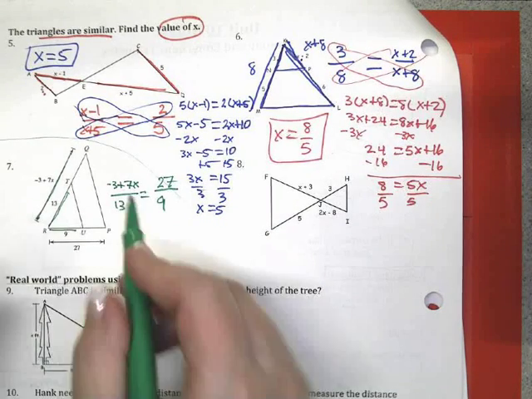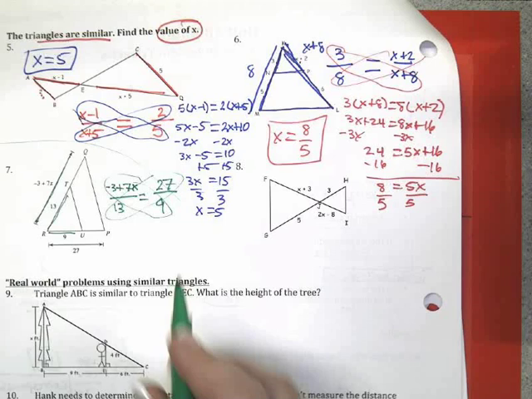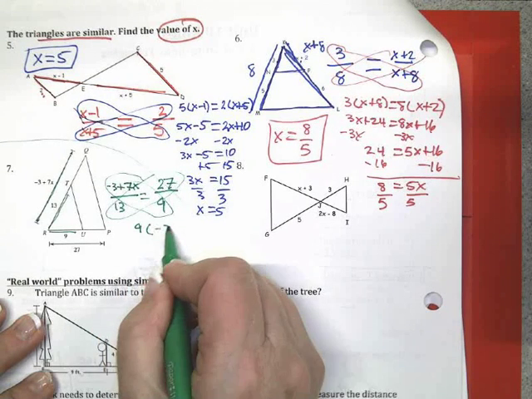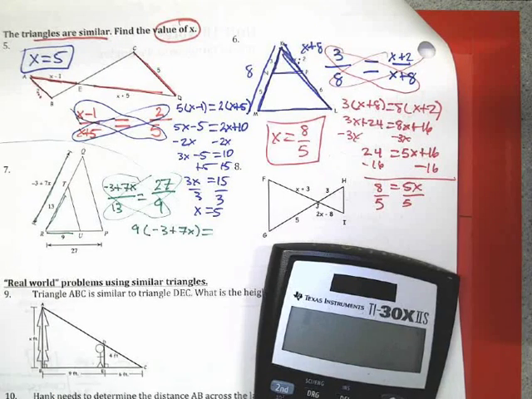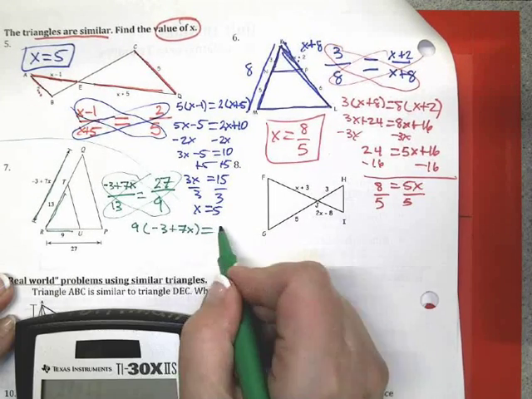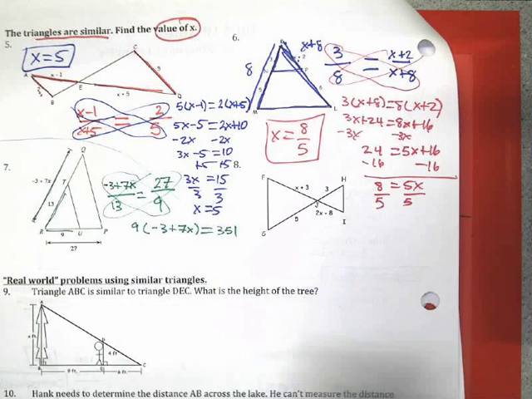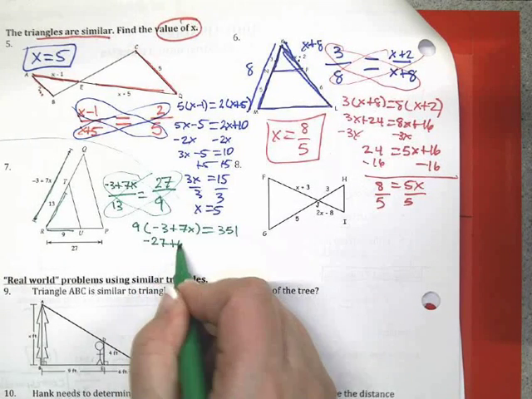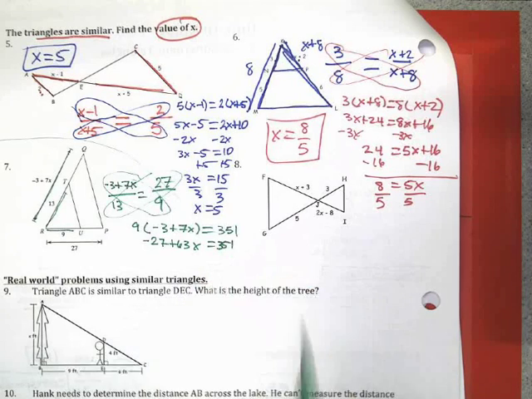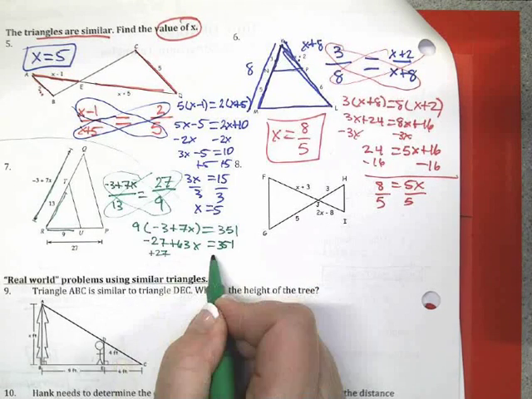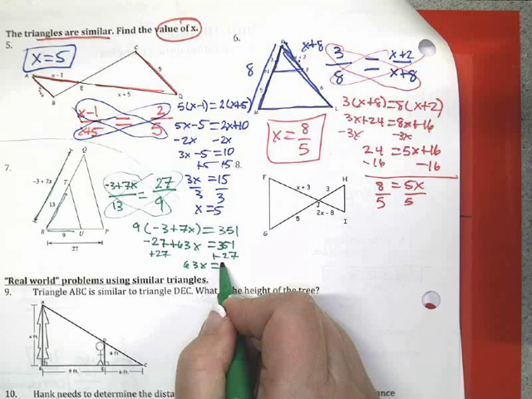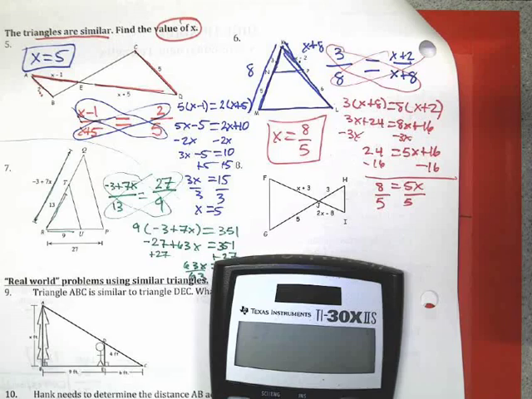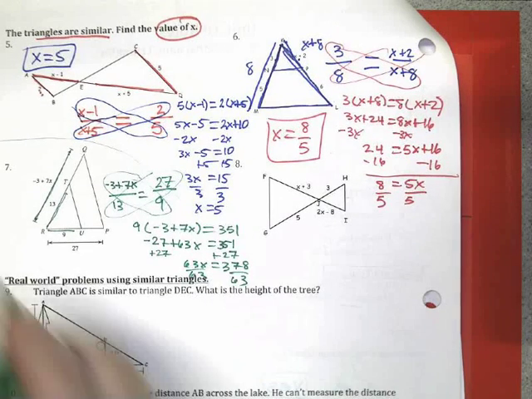All right, let's cross multiply. So 9 parentheses -3 plus 7x is equal to 27 times 13, 351. Distributing, we get -27 plus 63x equals 351. Add 27 to both sides. 63x is equal to 378, and then divide by 63. So x is equal to 6.